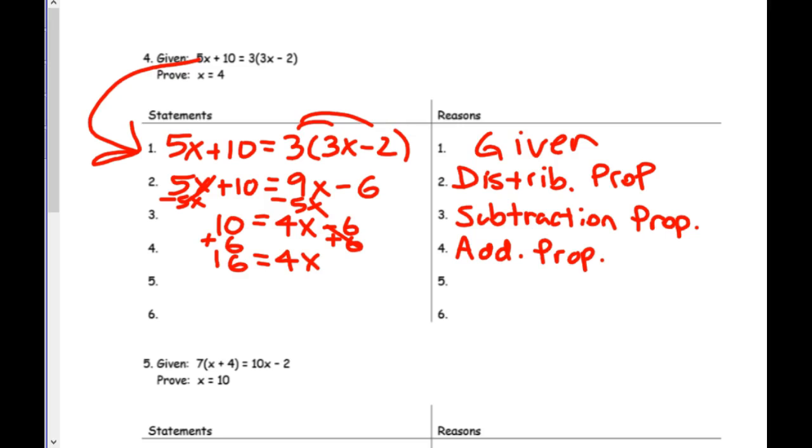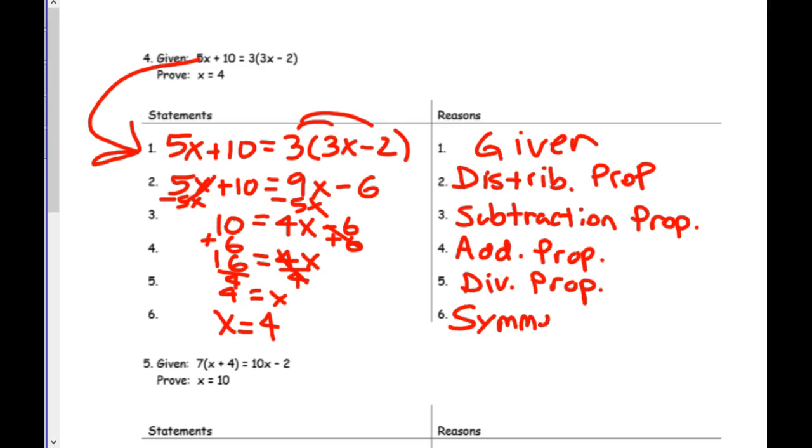What did you just say? We got to get rid of this 4 by dividing. So this is step 4, and now we're going to divide to get step 5. So 4 equals x, right? What do we just do? Division property. Now 4 equals x seems done, but remember, x needs to be on the left, so we're going to flip it, yes. X equals 4. Symmetric property.